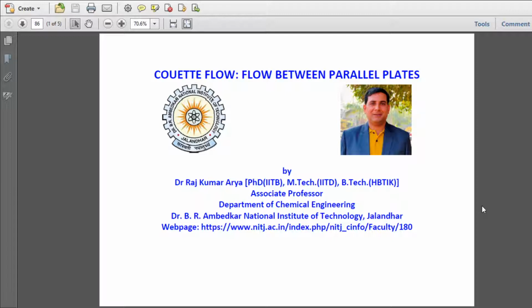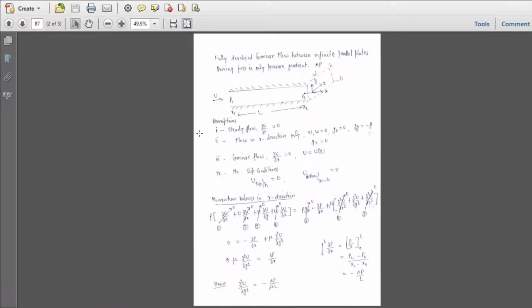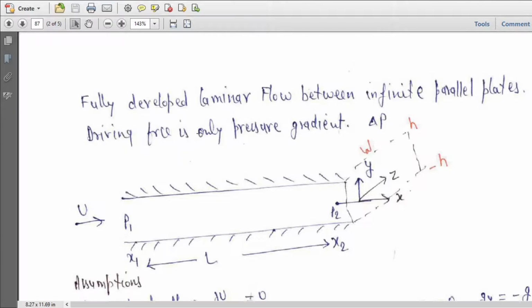Today I am going to explain the Couette flow between flat parallel plates. So this is the schematic, and the short problem statement is fully developed laminar flow between infinite parallel plates. The driving force is only the pressure gradient, delta P.